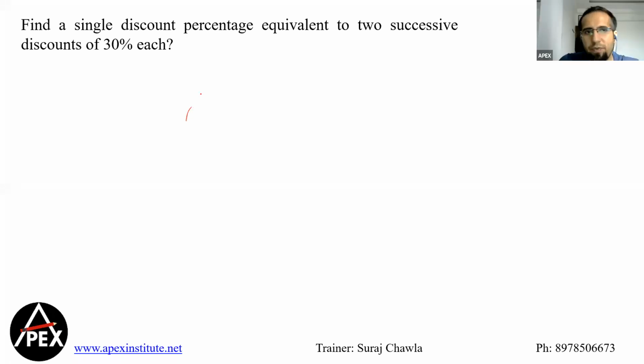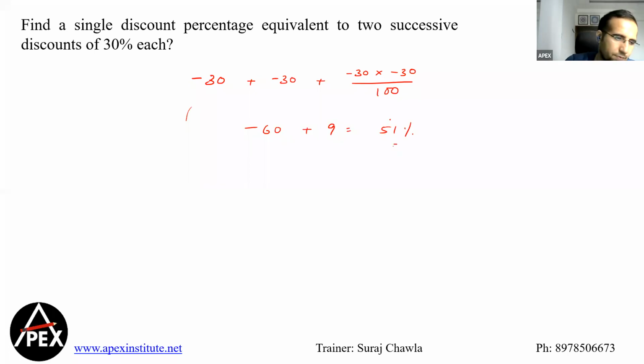So this question says find the single discount percentage equal to two successive discounts. Now the word successive is already used. So you get minus 30 plus minus 30 plus (minus 30 into minus 30) by 100. So you get minus 60 plus 9, which is equal to 51%.